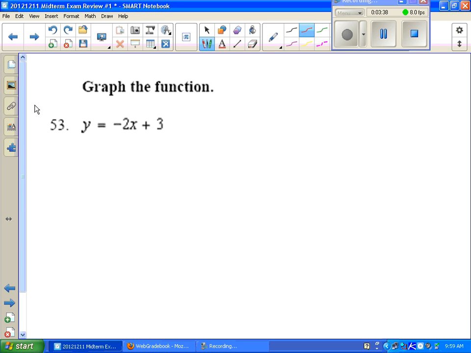Okay, then we get to graphing on number 3. Graph the function y equals negative 2x plus 3. This is called the slope-intercept form because it shows us two things. It shows us a slope and it shows us an intercept without even having to change it or anything. Y equals mx plus b. Our slope, think of two little mountain peaks, is our m value, and our intercept, more specifically, our y-intercept is our b value.